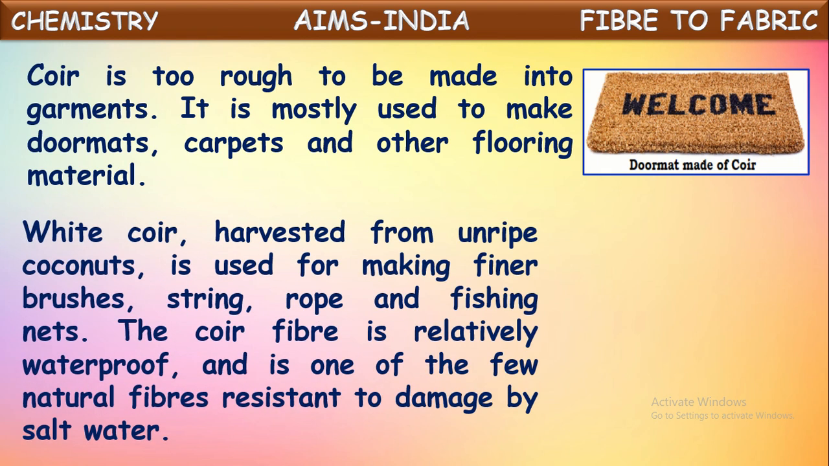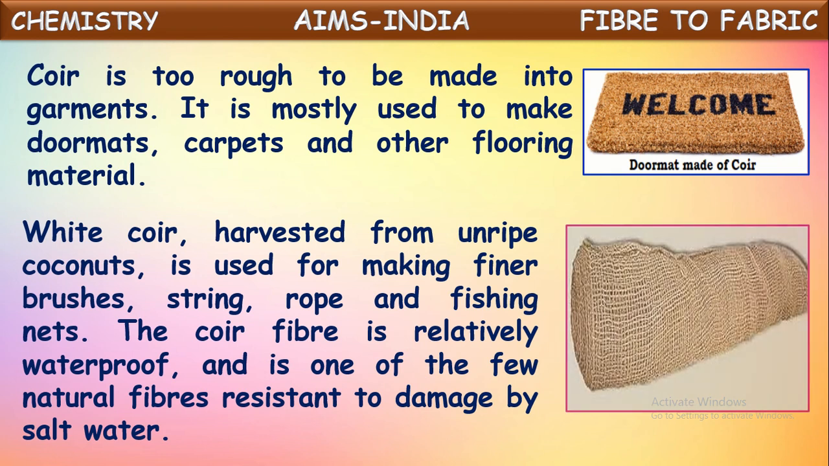Generally, the coir obtained from dry coconut palm fruits is a brownish color. But a white coir can also be obtained. The white coir is harvested from unripe coconuts. It seems a little white. It is used for making finer brushes, strings, rope, and fishing nets. These all are made with this white coir, which is harvested from unripe coconuts.